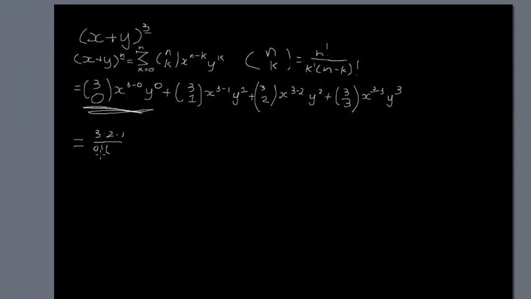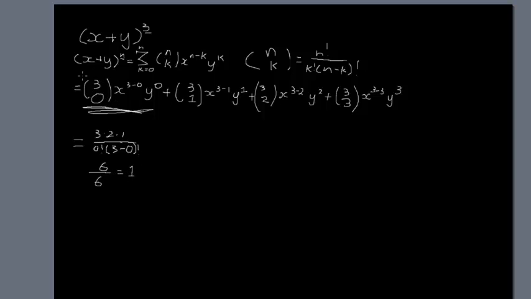So let's just solve this. k is 0 here, so 0 factorial there, times n, which is 3, minus k, which is minus 0, factorial. Now if we simplify this, it's going to be 3 times 2 times 1, which is 6, over 1 times 3 times 2 times 1, which is 6, which is equal to 1.